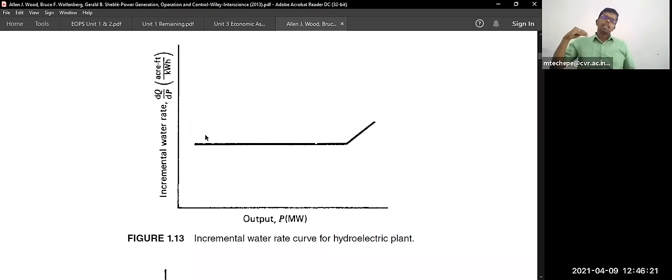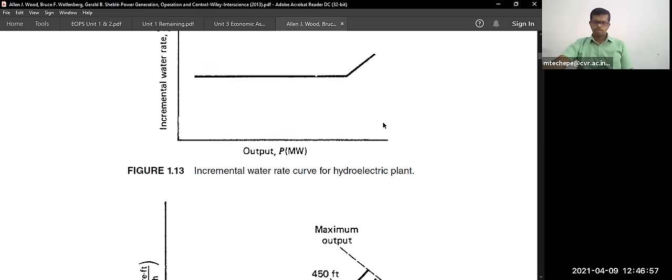By that time, there may be a call from the load dispatch center, so suddenly there is a demand. Then in the valve house, we open the valve fully. So the maximum discharge is being hit, and the generation also will be maximum. Like that, gradually, generally it will be discharged. This is the incremental water rate characteristic. Generally it will be gradual, and then it will increase in a sudden spike.